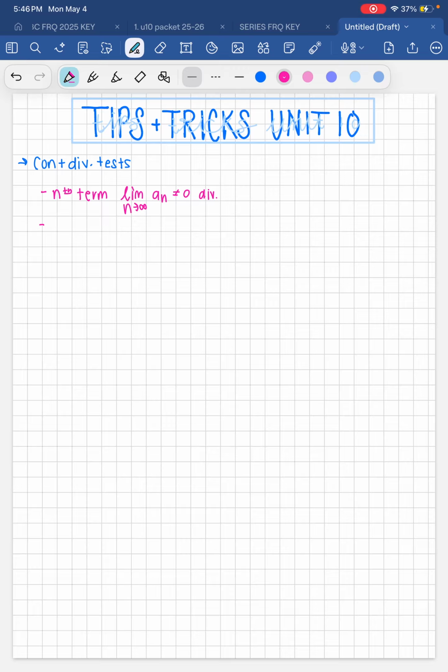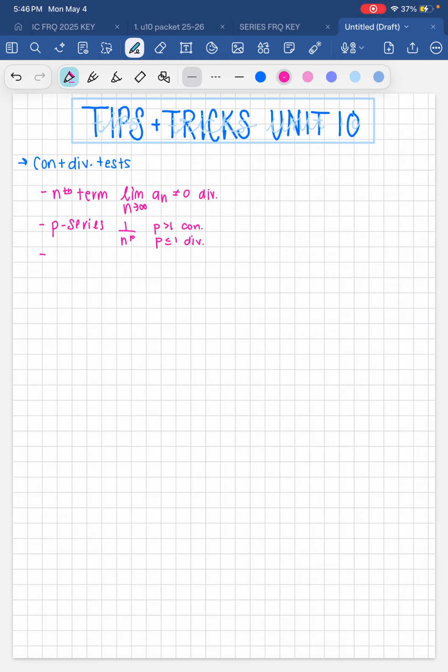Next test I would try, if the nth term test fails, is I would look to see if we can do the p-series test. So p-series is really nice. It's going to look like 1 over n to the p. If p is greater than 1, we converge. If p is less than or equal to 1, we diverge.